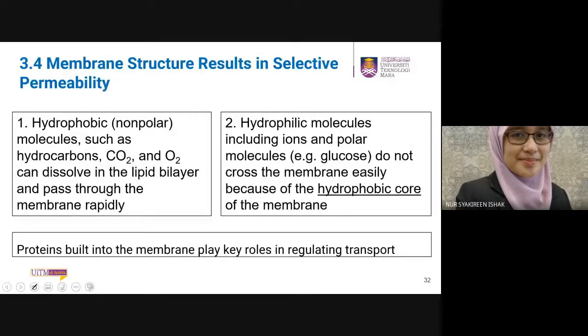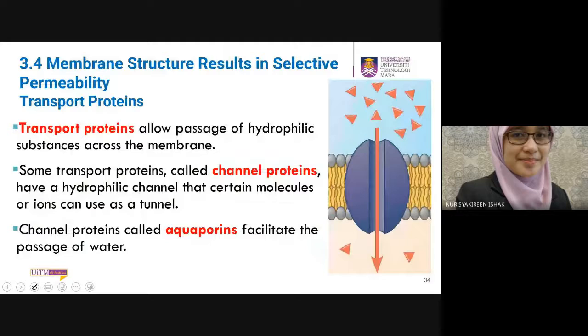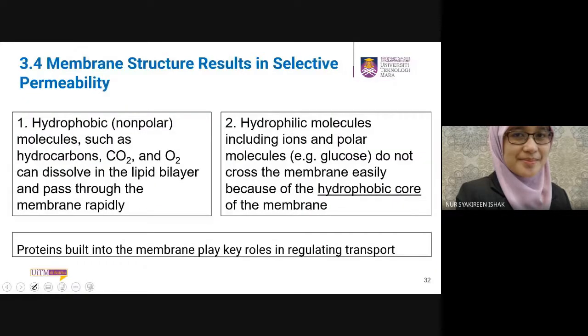Okay. So next, kita maybe boleh pergi lagi. Okay. So membrane structure results in selective permeability. Saya rasa kita kena stop lah dulu kot sebab saya lupa. S48 you have tutorial next kan? So we stop here for now.